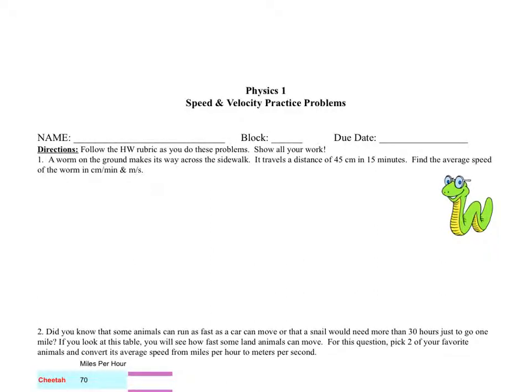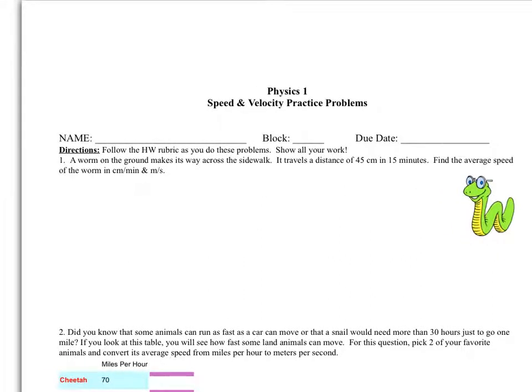As I read through the problem, I'm going to underline any values and units that I see, and those will become my givens. So a worm on the ground makes its way across the sidewalk. It travels the distance of 45 centimeters in 15 minutes. Find the average speed of the worm in centimeters per minute and meters per second.